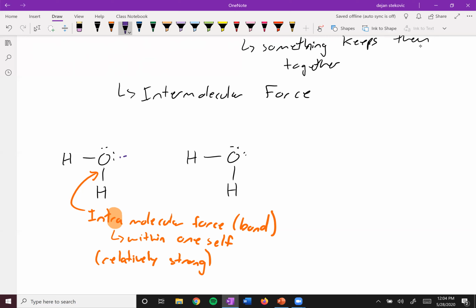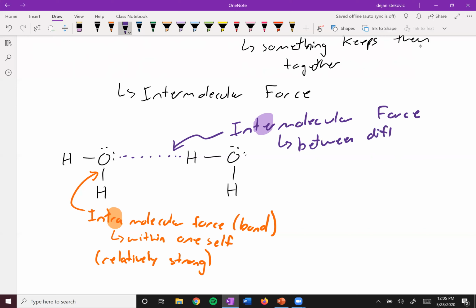And then we have some kind of force that's keeping separate water molecules together when they're in their liquid or solid phase. So this is called an intermolecular force. So when you see the ter instead of the tra, that means in between separate things. So in our case, between different molecules. And relative to the intramolecular force, this is weak.